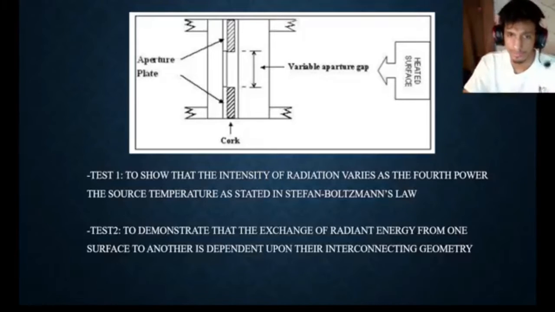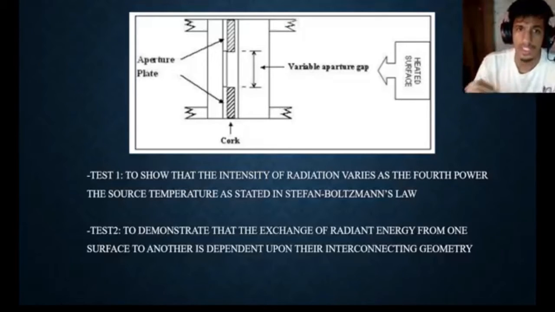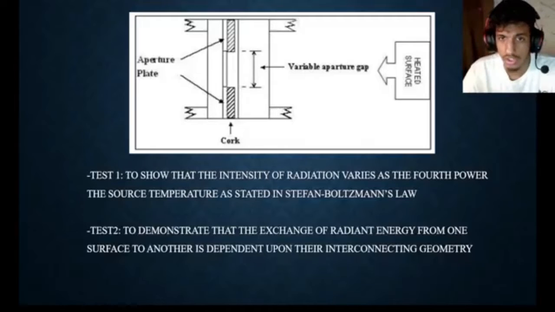For test 2, which is to demonstrate that the exchange of radiation energy from one surface to another is dependent upon their geometry. The first thing is to install an aperture holder at 200 mm from the heated surface. Then install the radiometer on the track at 800 mm from the heated surface. Supply 400 Celsius to the heater, monitor the T4 indicator reading on the heat transfer unit.